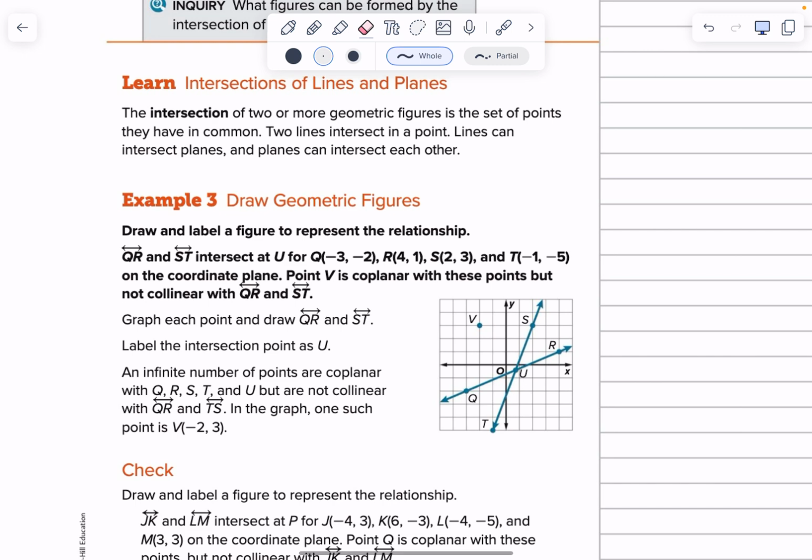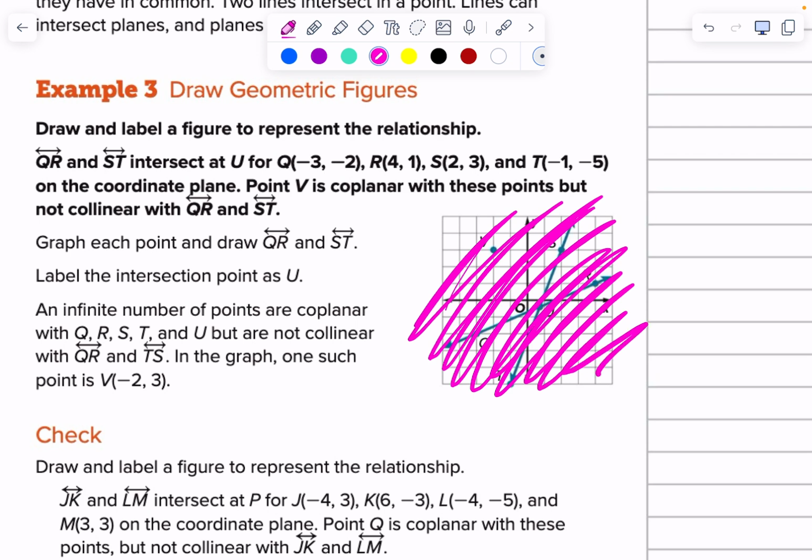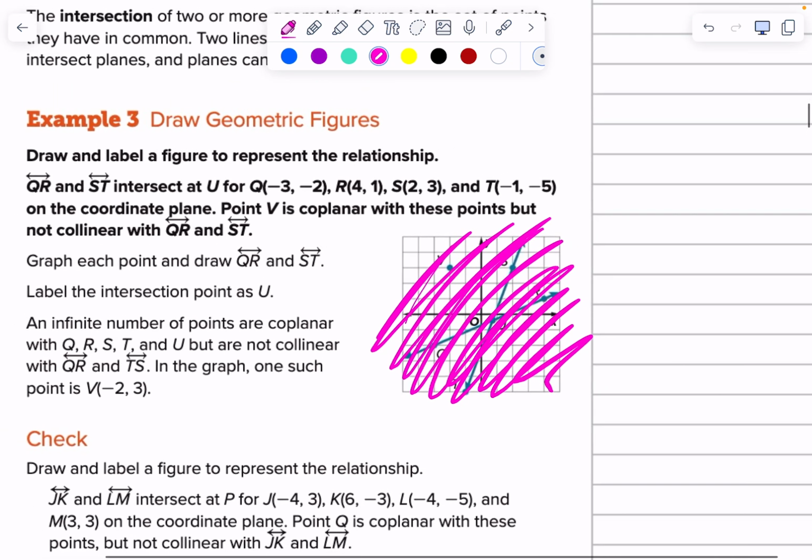Intersection of lines and planes. Let's go to example 3. Draw and label a figure to represent the relationship. All right, I'm going to pretend I don't know what that looks like, and I'm going to draw this for you. It says QR and ST intersect at U. Okay, but then they give me coordinates.